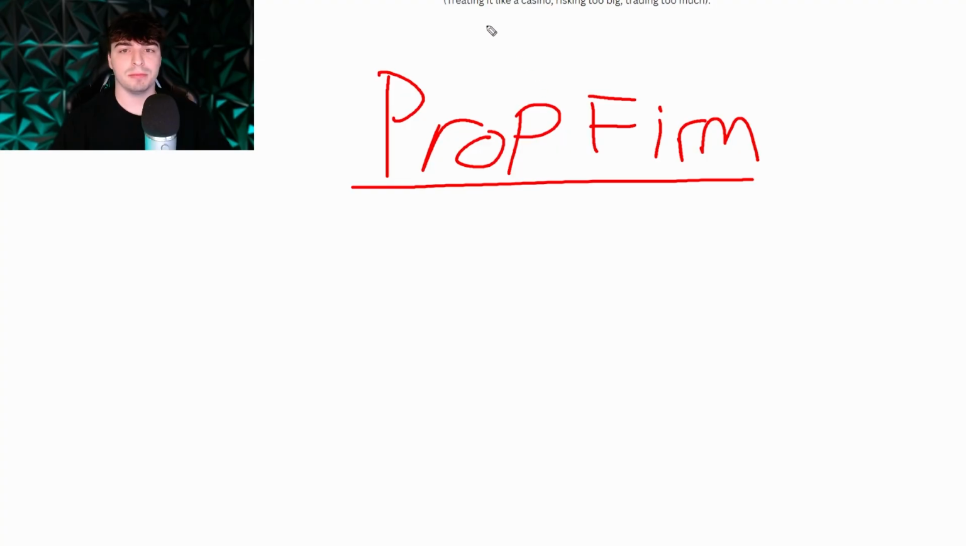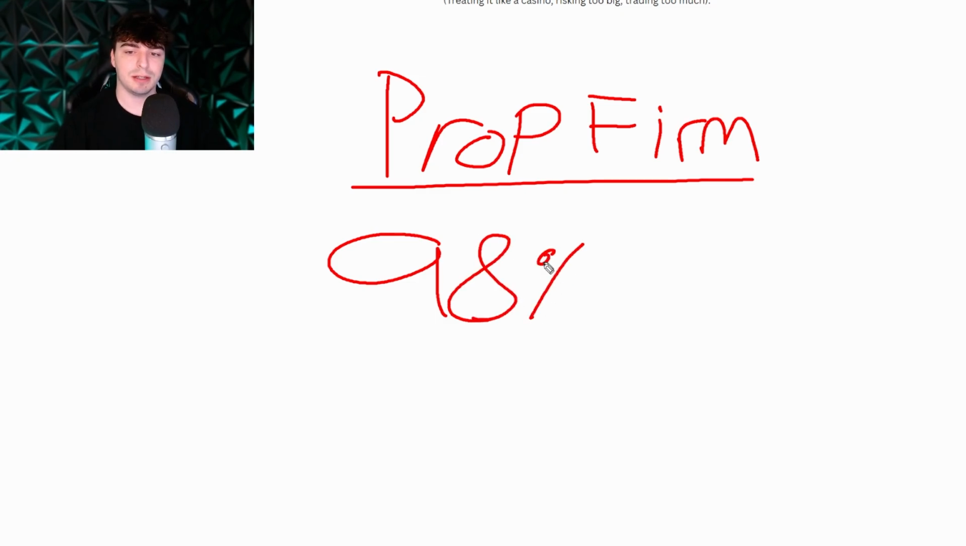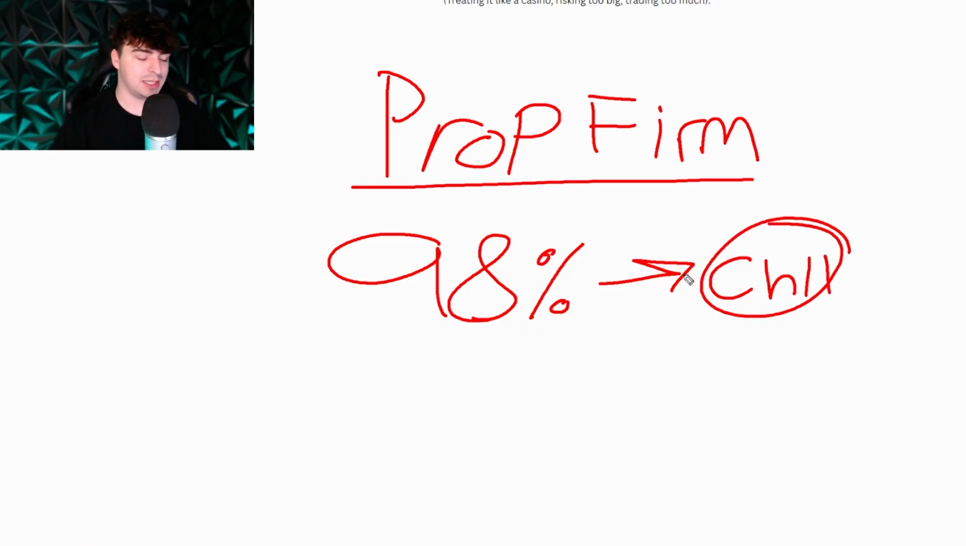But here's the problem. Most traders fail these accounts. In fact, the statistic is something like 98% of traders do not even make it past the challenge account. 98% of people won't even make it past the challenge. That means they don't even get the chance to trade a funded account.